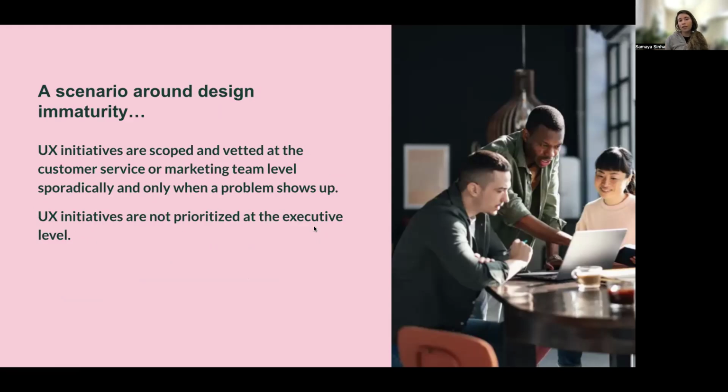So if you're thinking of a scenario around design immaturity, you can think of UX initiatives being scoped and vetted at the customer service level or the marketing team level. And whenever a problem shows up, it's sporadically corrected, and marketing or customer service might bring it up to engineering. So that's a very design immature organization where there's no UX team in place. It's really marketing and customer service that are informally doing the UX research and maybe even the UX design work. And again, UX initiatives are just not prioritized at the leadership level. So that's an extreme level of design immaturity versus what we just talked about with design maturity, where there's a design process in place and design is really prevalent throughout the business.